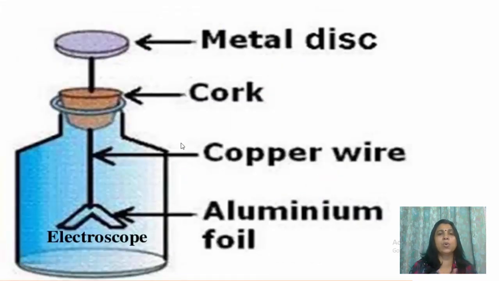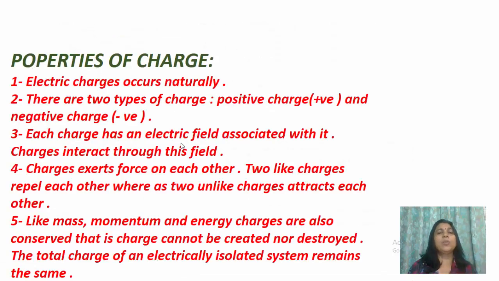Now this is an electroscope. You don't have to do the electroscope in your class 10, but it's for revision. The electroscope consists of a metal disc, a glass bottle, the cork and a copper wire, and at one end of the copper wire an aluminum foil is there. So whenever a charged body is brought near the metal disc, the aluminum foil either repels or gets attracted.